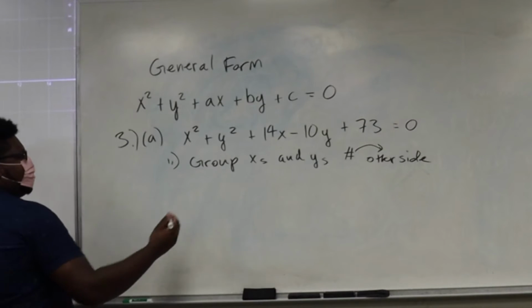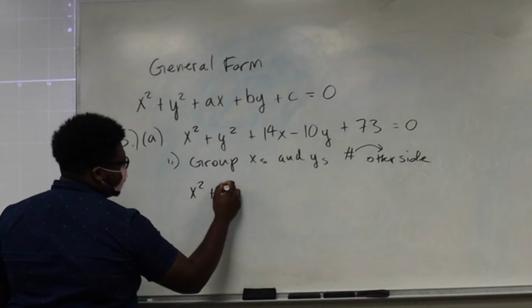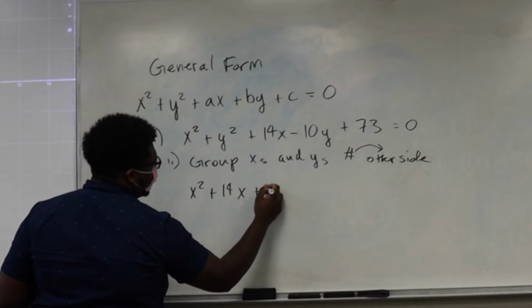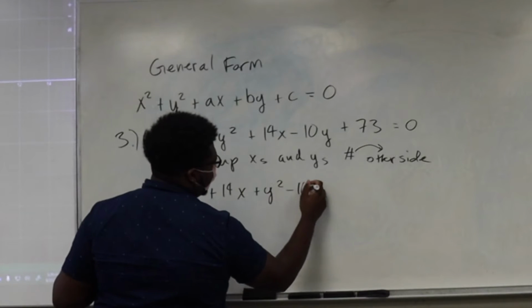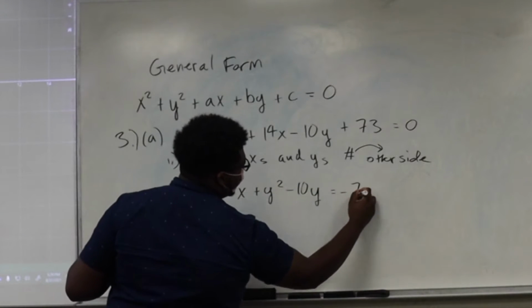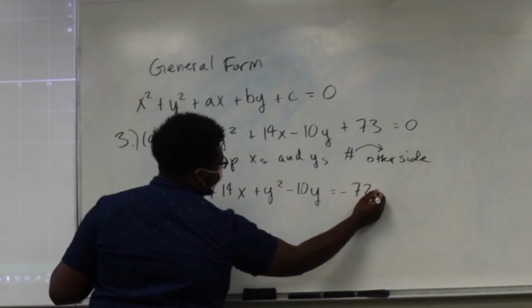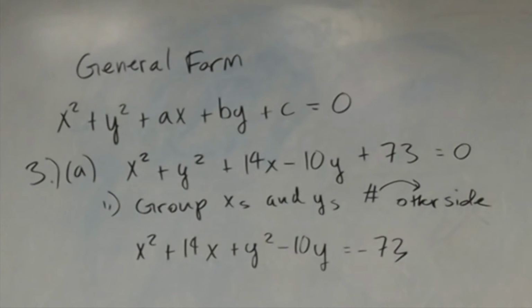So what does that mean? x squared plus 14x plus y squared minus 10y equals negative 73. Put your x's together, put your y's together, and put the number on the other side.